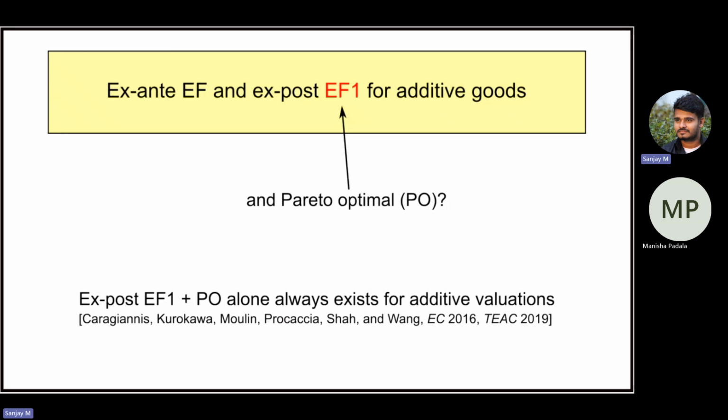What we know is that if you just want ex-post EF1 along with Pareto optimality, then such allocations always exist for additive valuations. You can show existence of EF1 and Pareto optimal allocations, just in the ex-post sense. But what if you want ex-post EF1 and PO, again, along with ex-ante EF? Again, we don't know. So this is, again, one of my favorite open questions in this line of work.